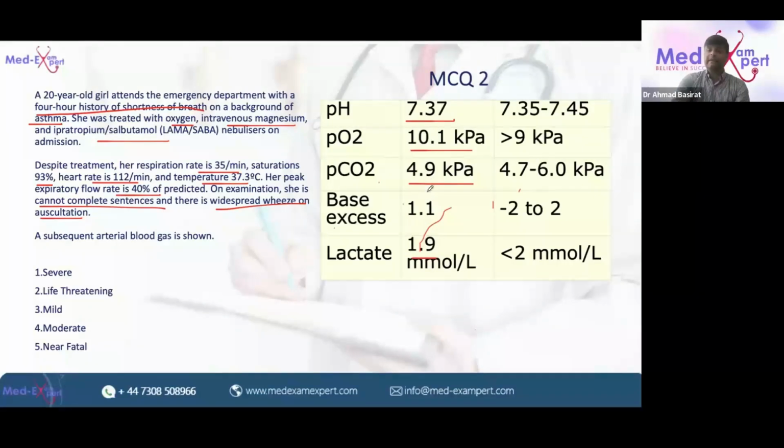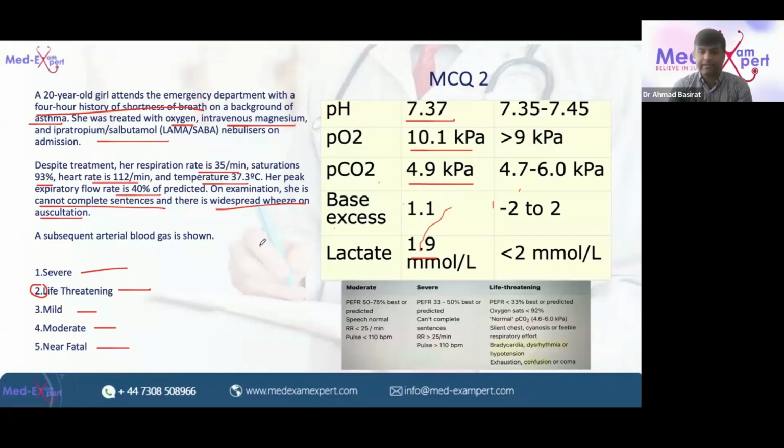So basically, they're asking how we can categorize the severity of asthma. Either this is severe, life-threatening, mild, moderate, or near fatal. So let's give you 2 minutes and we'll go through the answers then. Okay, so some of you are saying it's 2. So you're talking about life-threatening. Fair enough. Most of you have already answered 2. So let's go through the answer.